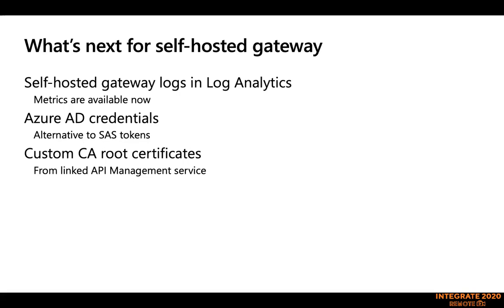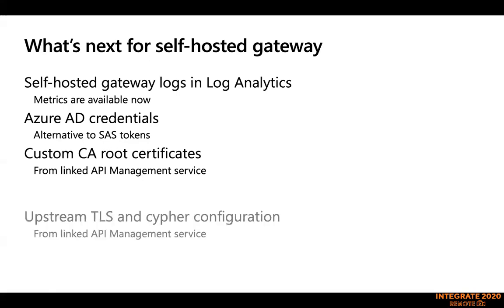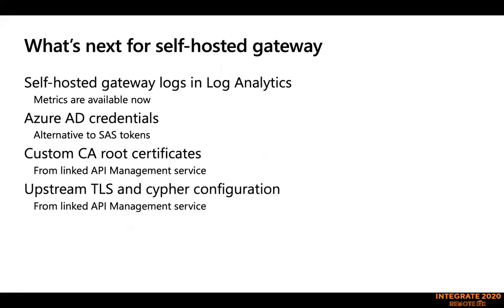Right now, we actually don't support custom CA root certificates that are configured within API management. They don't propagate to the gateway. So that's something that we're going to add relatively soon. Upstream TLS and cipher configuration coming as well.